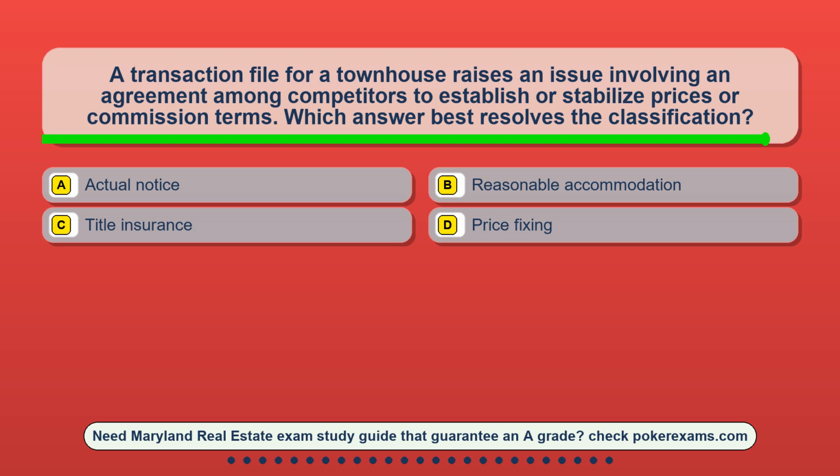Question 4. A transaction file for a townhouse raises an issue involving an agreement among competitors to establish or stabilize prices or commission terms. Which answer best resolves the classification? Option A, actual notice. Option B, reasonable accommodation. Option C, title insurance. Option D, price fixing.